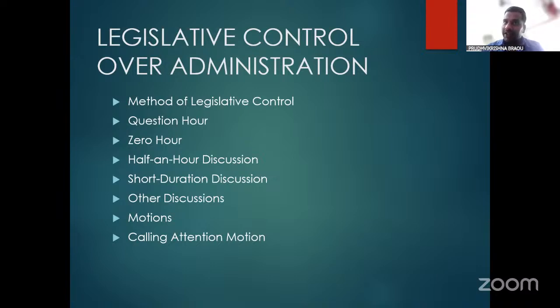Here the questions are classified into three categories: starred question, unstarred question, and short notice question. The questions marked with a star are answered orally. These are starred questions. Unstarred questions get written answers. Then a short notice question is one which is asked by giving notice of less than 10 days. Unstarred questions get written answers, and starred questions are answered orally. These are the three different types in question hour.